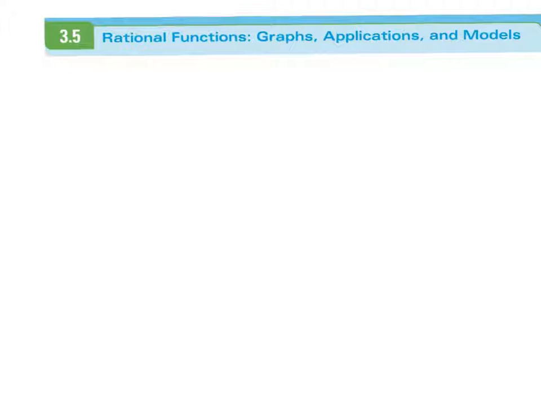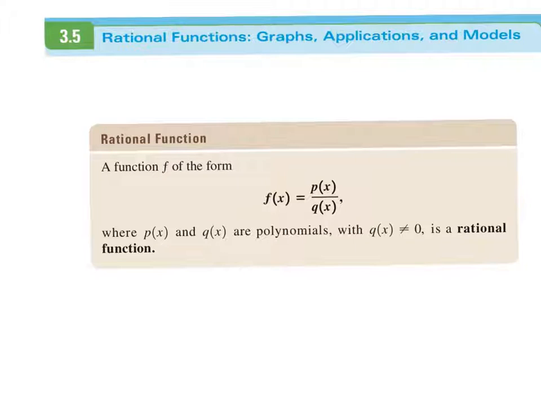Now we're going to go over rational functions, their graphs, how we use them, and some real life situations. A rational function is pretty much when you're dividing two functions together, say, one function q of x by another function p of x. They're both polynomials and the denominator can never be 0.